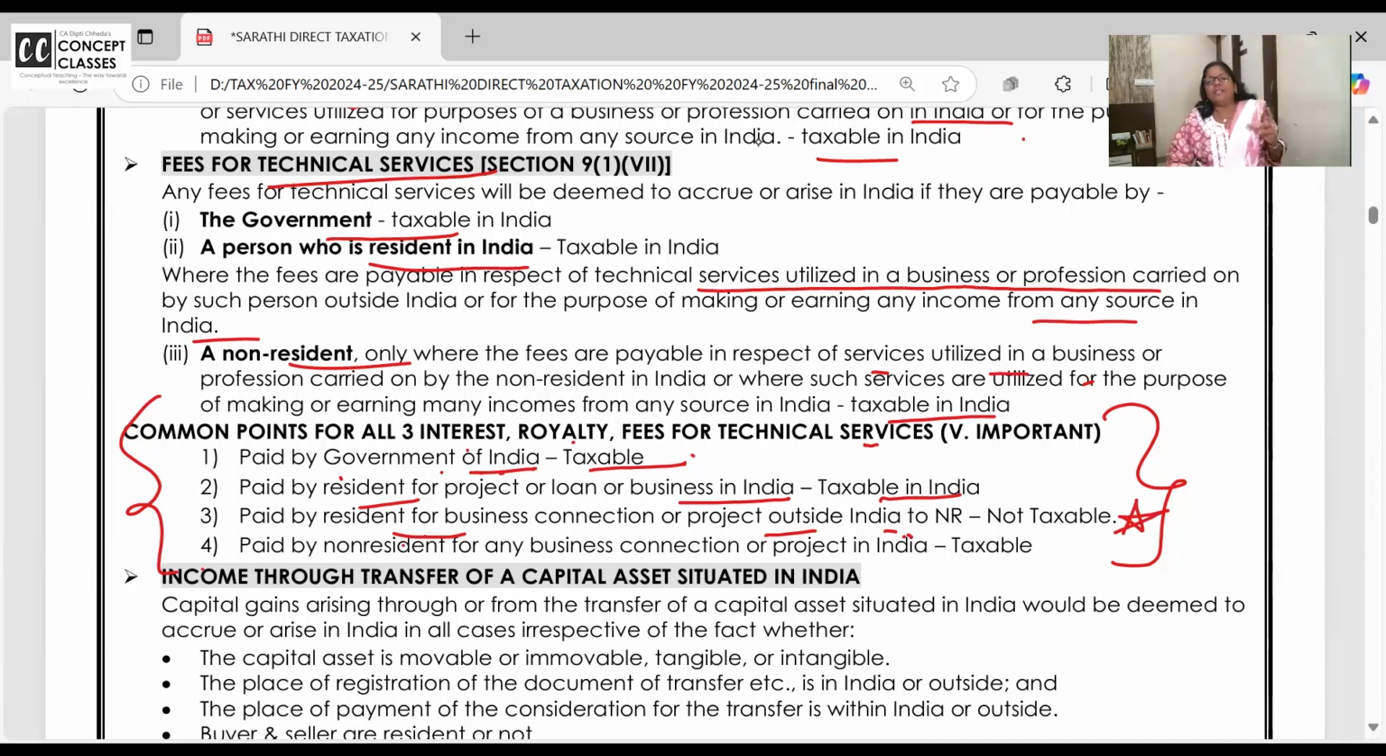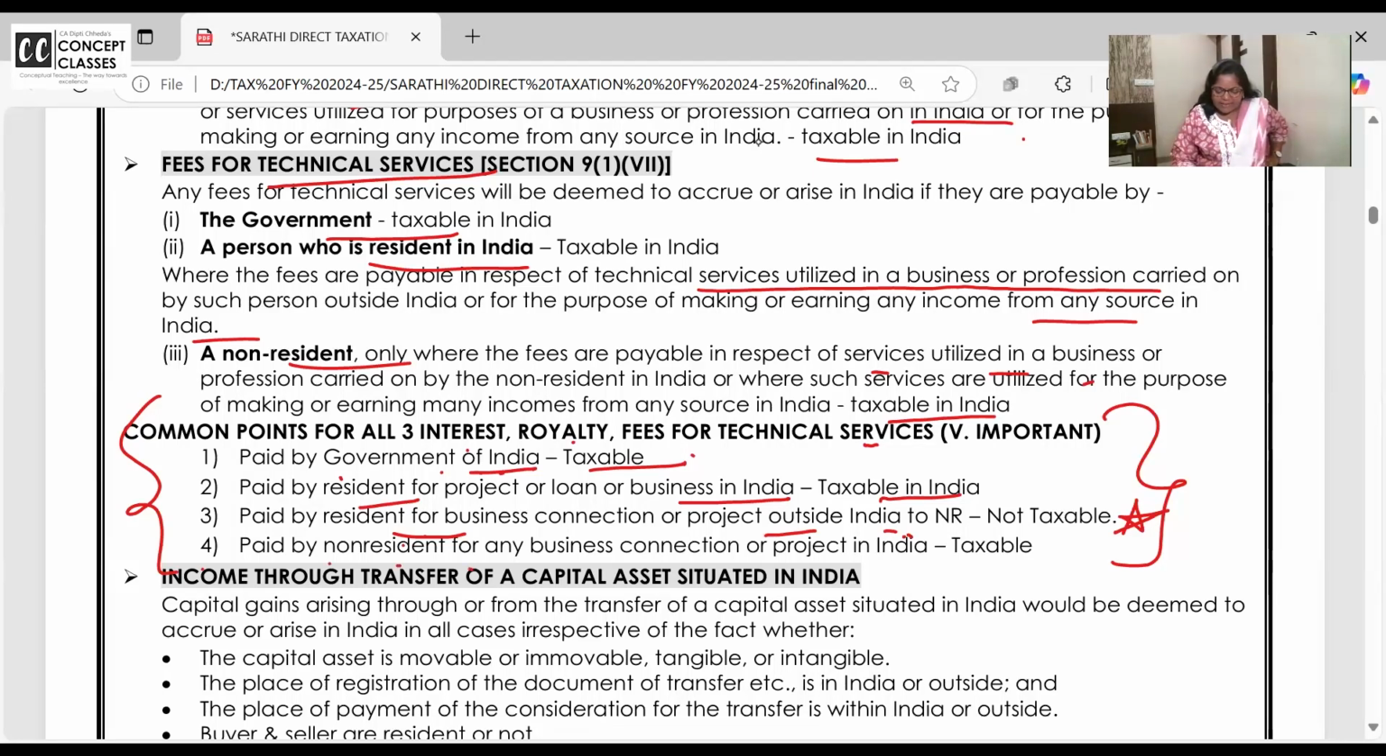This is little time consuming to be digested. Take your time. That's why I do it in the middle. Tomorrow also, when we are doing residential status of company, firm, AOP, we'll complete in 15 minutes. Rest all for this revision.